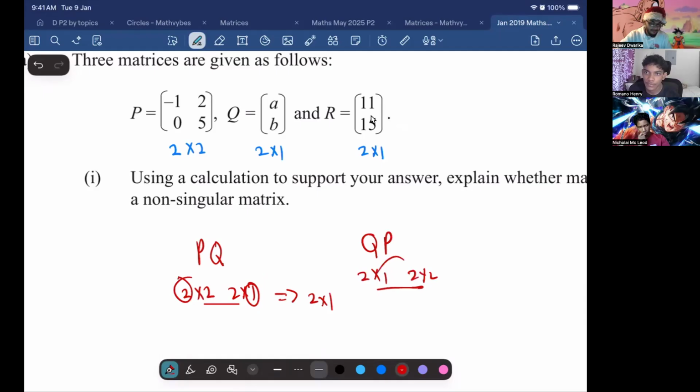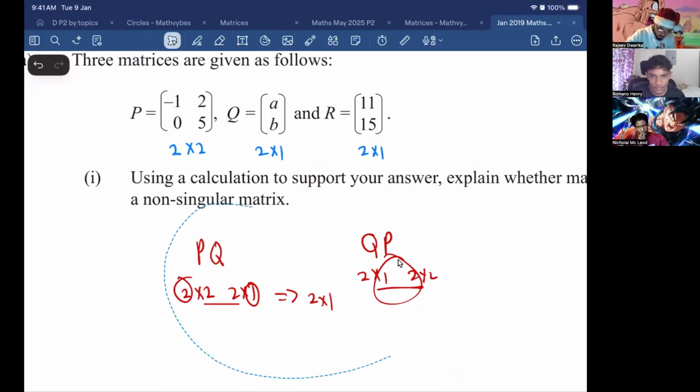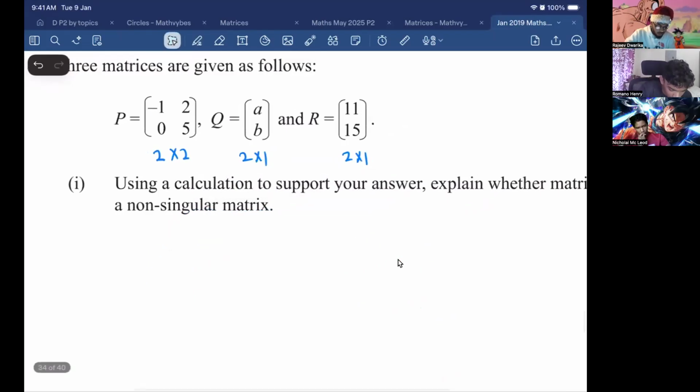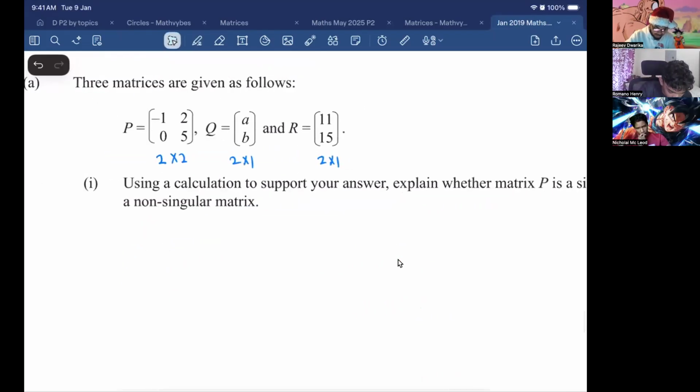Tell me, guys, are the inner numbers the same? No, sir. All right. Okay, so let me continue. Using a calculation to support your answer.